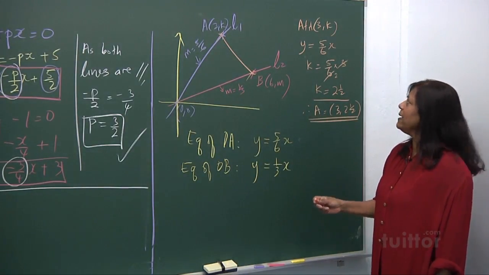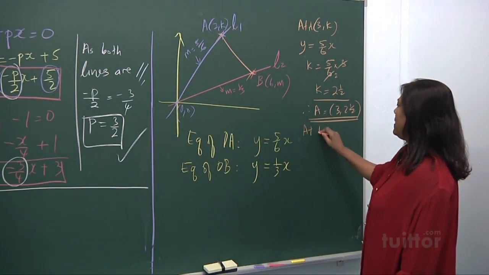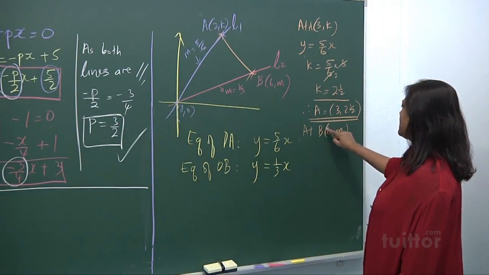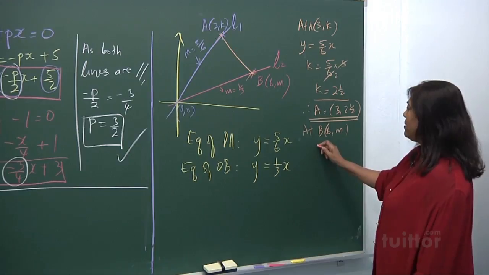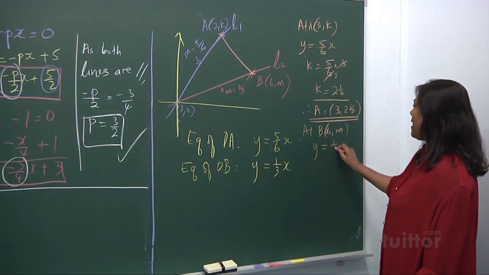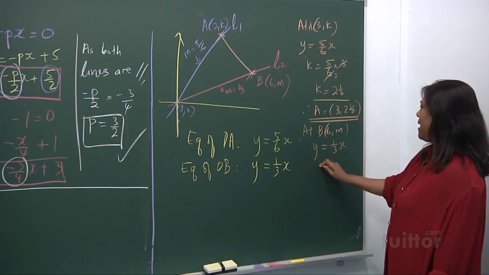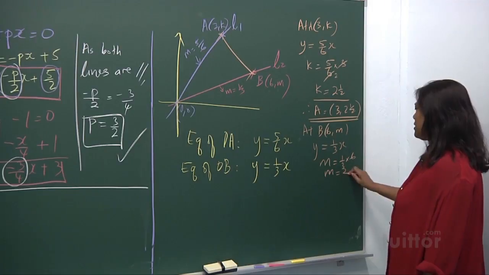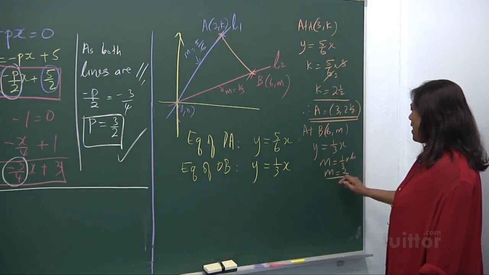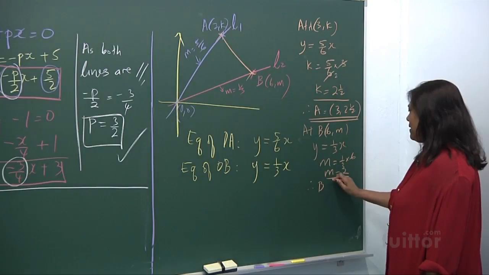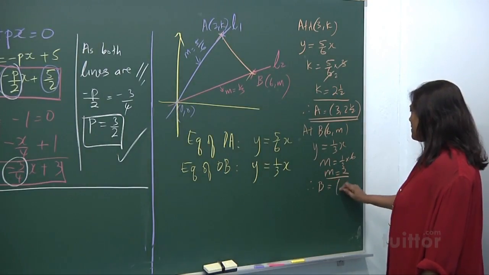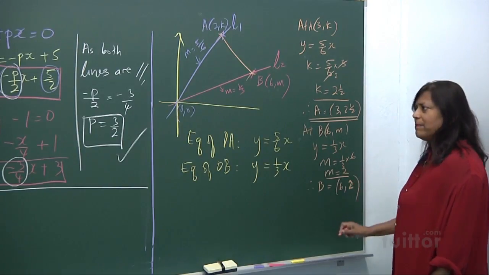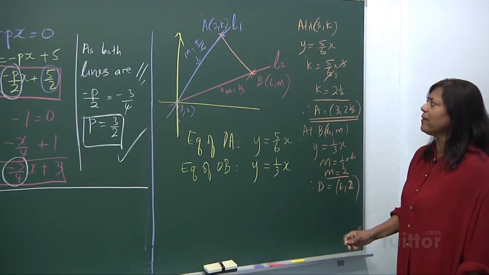Look at B. What is B? At B, which is (6, M), we know the equation y = 1/3 x. Your y is M, your x is 6, so your M is 2. Therefore, once you've got that, your B is (6, 2). That's your B.